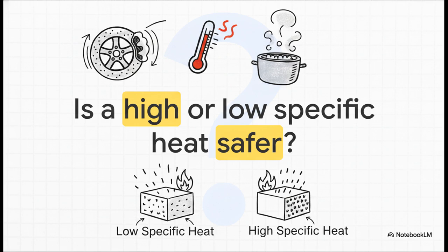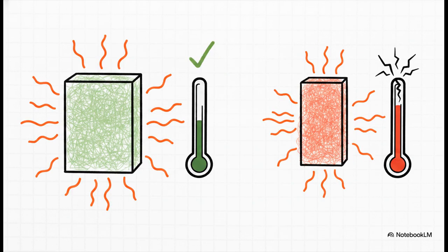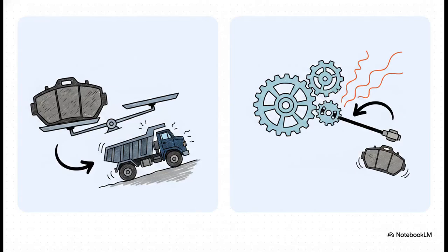What do you think? You definitely want a material with a high specific heat. The reasoning here is that a high specific heat means the material demands a lot more thermal energy just to raise its temperature by a single degree. If you were to use a low specific heat material, like lead for instance, its temperature would spike almost instantly under that friction. It would easily shatter our thermal limit and cause total brake failure, and we definitely do not want that. But as engineers, you always have to weigh your design trade-offs, right?